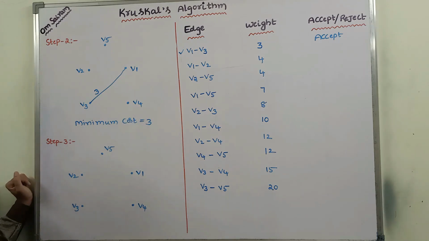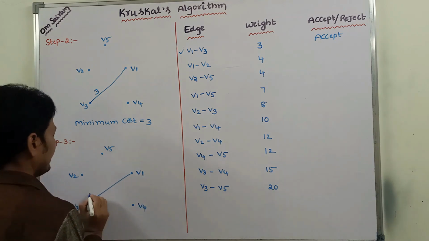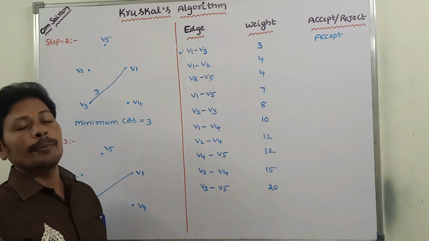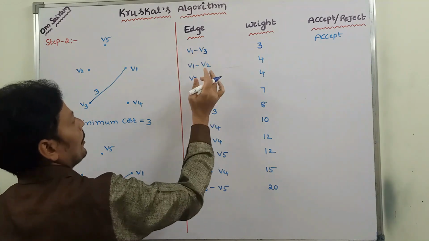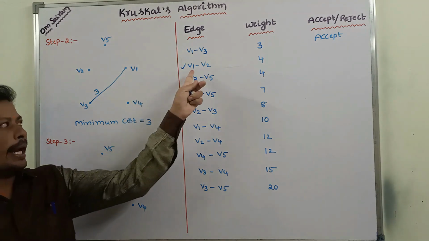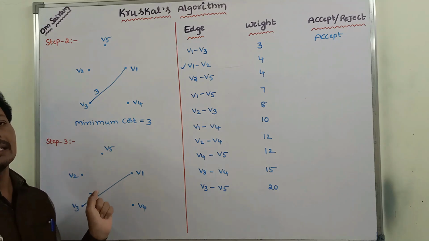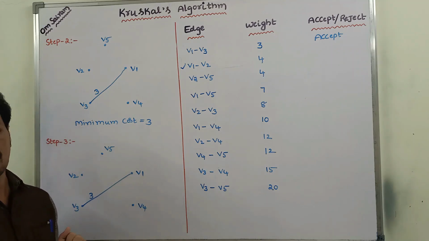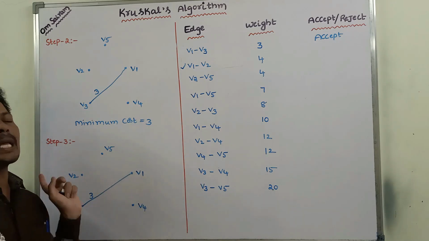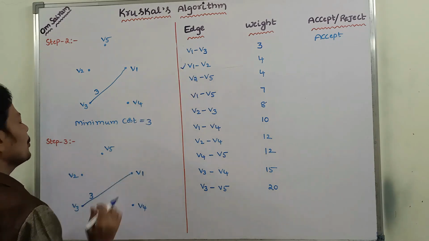Next we can go for step 3. In step 3 we have to mention the previous edge, its cost is 3. Now I am taking the next minimum weight edge, that is V1 to V2, its weight is 4. This edge can be added in step 3; after adding, we check whether any cycle is formed or not. If a cycle is formed, we reject that edge. If no cycle is formed, we accept that edge. So V1 to V2.